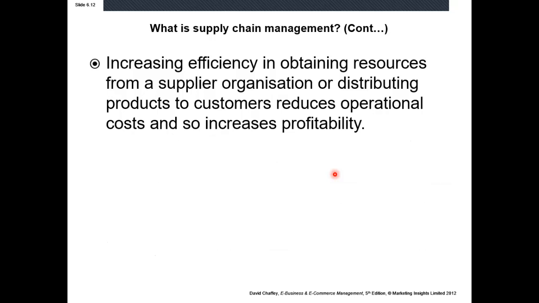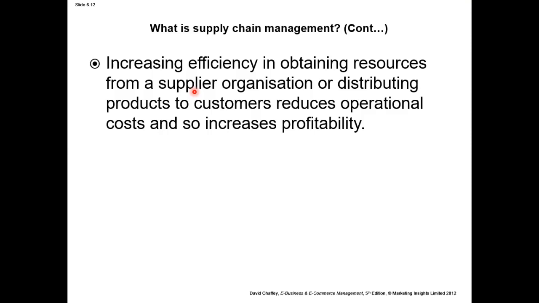Then, increasing efficiency in obtaining resources from a supplier organization or distributing products to customers reduces operational costs and so increases profitability, right? So if an organization is able to increase the efficiency at which they obtain resources from a supplier, that means if there are no delays, for example, in sourcing resources or the raw materials or the parts, right? If we can get the resources, the raw materials and the parts as and when we want them at the production floor, if that process is efficient.